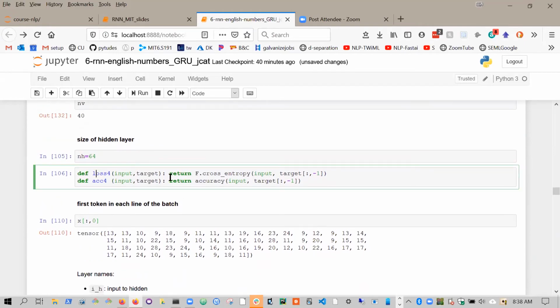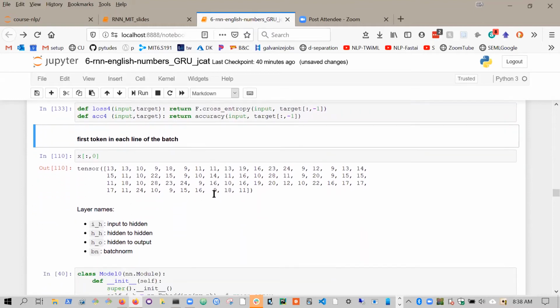Let's see. We're using the cross entropy loss. We're using the normal accuracy function. So that's what we have to define, those loss and accuracy, in order to use it, in order to build the network.